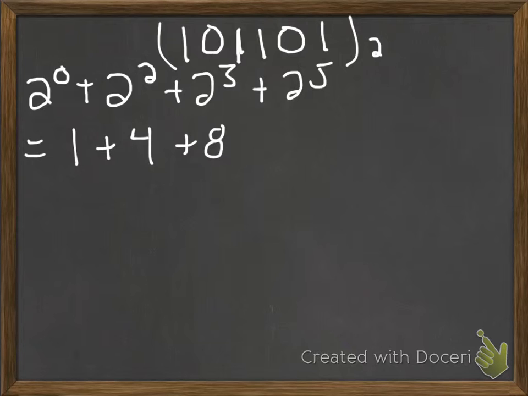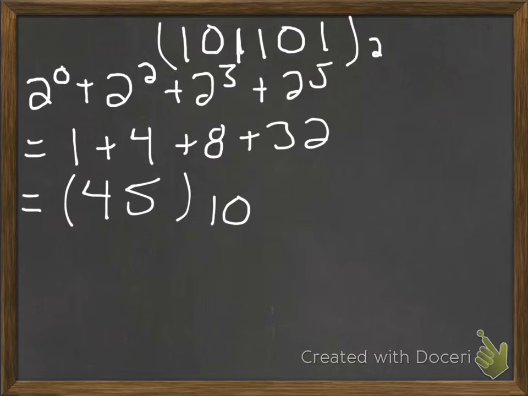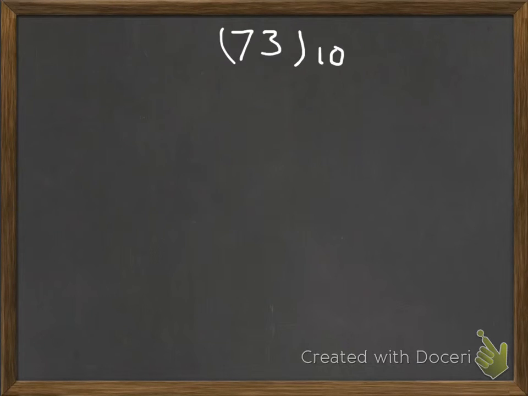plus 8, and then we have 32. So if you solve this out, 4 plus 8 is 12, plus 1 is 13. 13 plus 32 is 45. So this binary number should represent 45 base 10. And if you want, you can reconvert this back to binary and check to make sure that you have the same result, but let's just continue on for now.